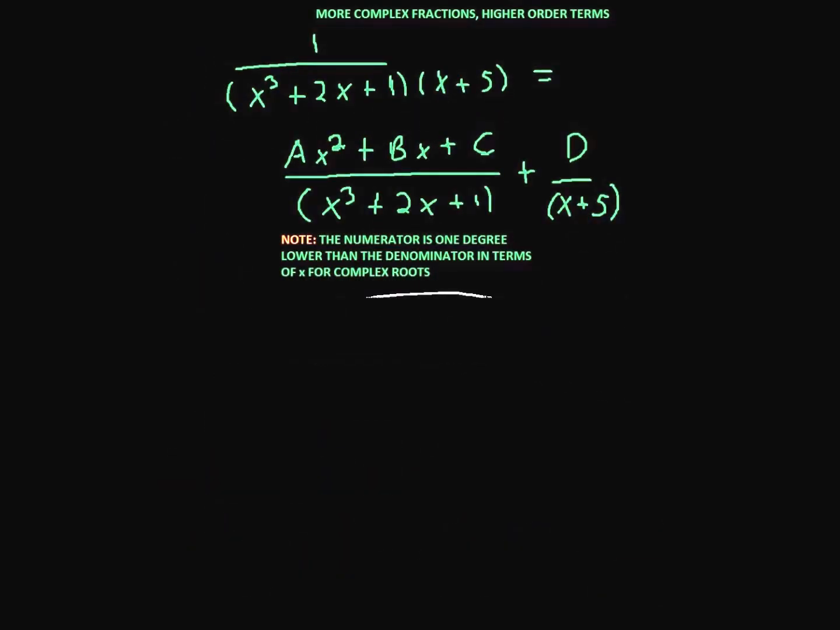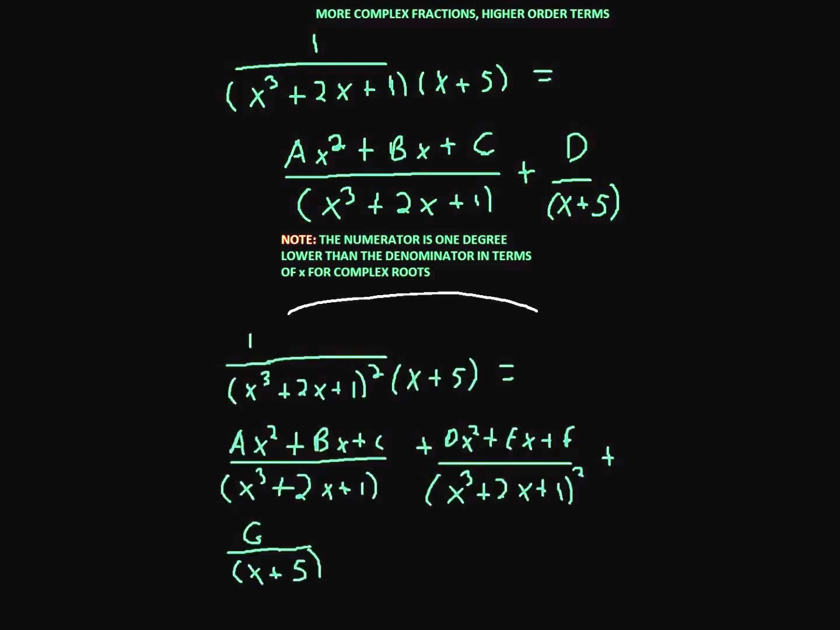For a complex root, the denominator is 1 degree higher than the numerator. Here the denominator's highest term is x cubed, and in the numerator the highest term is x squared. And below this is a repeated complex root and how you would expand it.